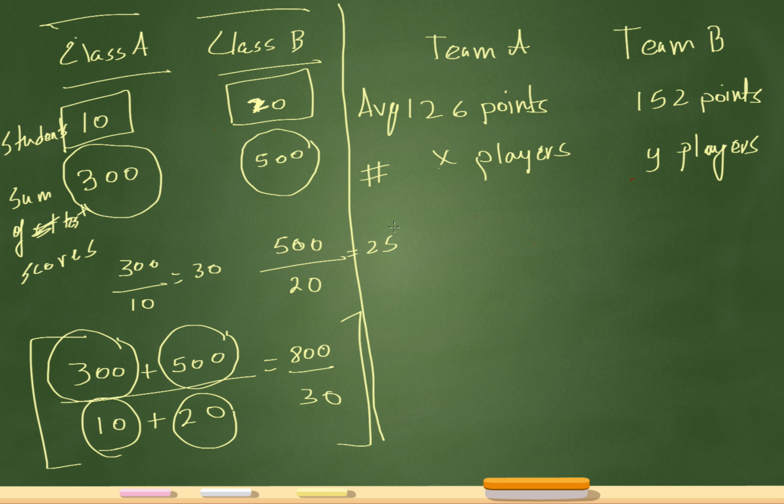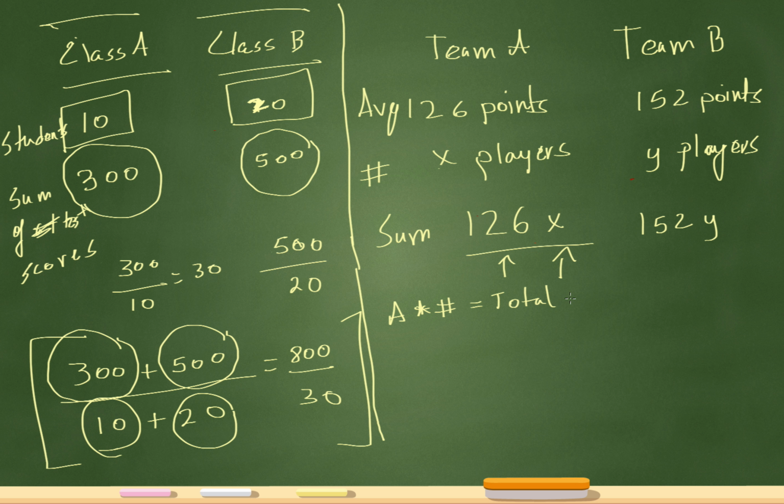One of the important things in average problems is always to figure out the sum. And the way you figure out the sum is you take the average and you multiply by the number of things there are. So if the average here is 126 and there's X players, the sum will be 126X, or 126, which is the average, times the number of players there are. And similarly over here, I'll have the average multiplied by the number of players they are to give me the sum. So I like to always think of it this way: the average times the number of things they are will give me the total. So keep that in mind, because the sum is usually an important component of these average problems, especially the tough ones.